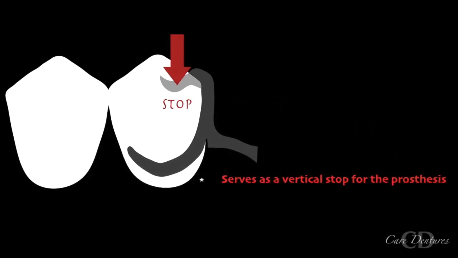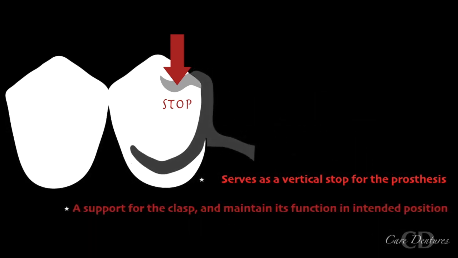On the other hand, a rest serves as a vertical stop for the prosthesis and disallows sinking of the denture in function. Next, a rest acts as support, especially for the retentive clasp of the direct retainer, and maintains its function in the desired position or the intended position.